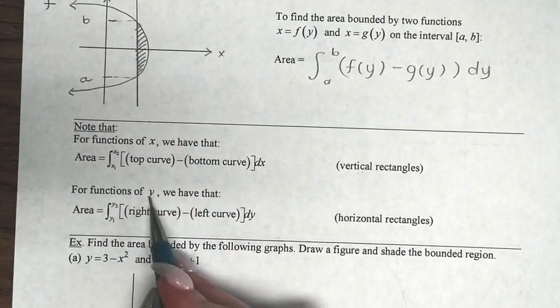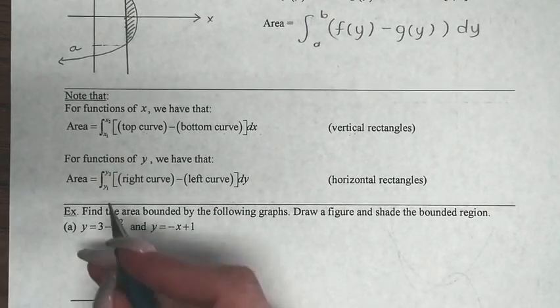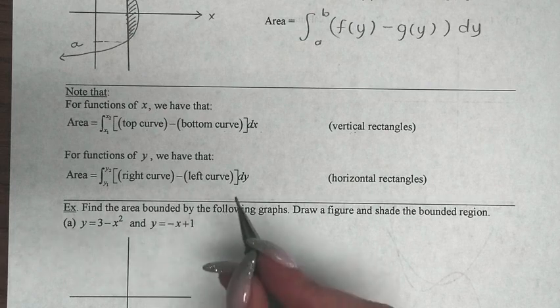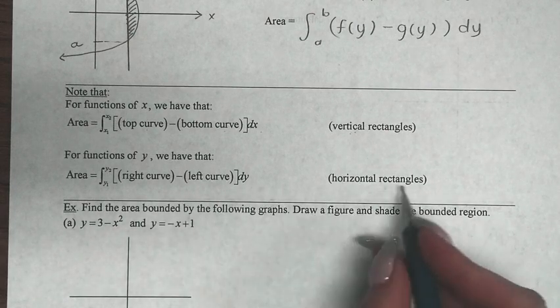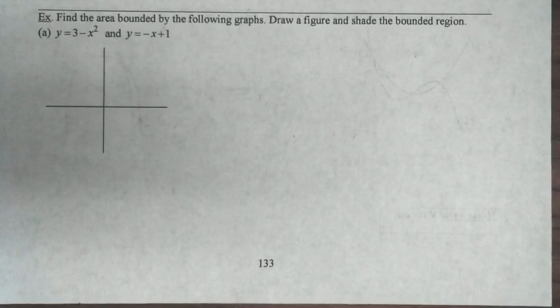So for functions that depend on y, the area from one number to another number is going to be right curve minus the left curve dy, and this is when we have, remember, horizontal rectangles. For this example, we have to find the area bounded by the following graphs. You need to draw the figure and shade the bounded region, and you have here that y is equal to 3 minus x squared and y equals negative x plus 1.